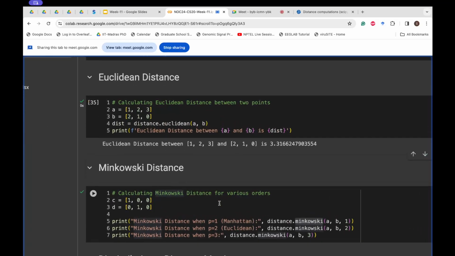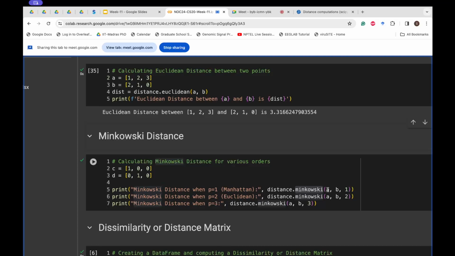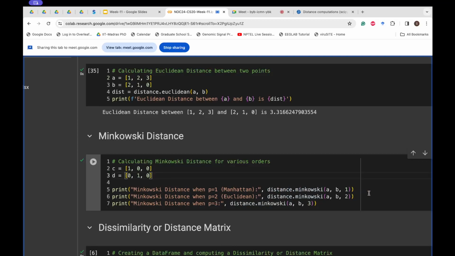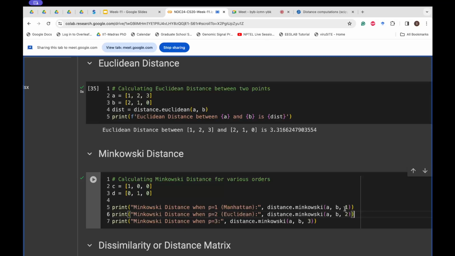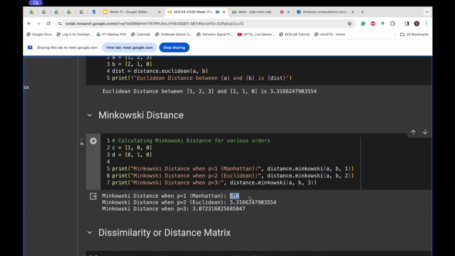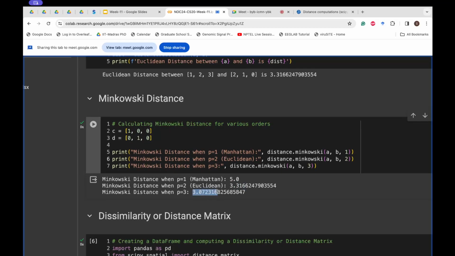Now how do we do it for Manhattan and in general? There is a function for Minkowski distance, and we saw that it is a generalization of Manhattan as well as Euclidean. You will have to have one extra parameter over here, that is p. When p equals 1, the metric will be Manhattan. When p equals 2, it will be Euclidean, and so on. So let us run this. I am having this a and b only over here as input. Let us see what values we get. We can see that Manhattan distance was found to be 5, which we solved manually as well, and then Euclidean distance is 3.316, which is approximately 3.32, and then this is for p equal to 3, and so on.